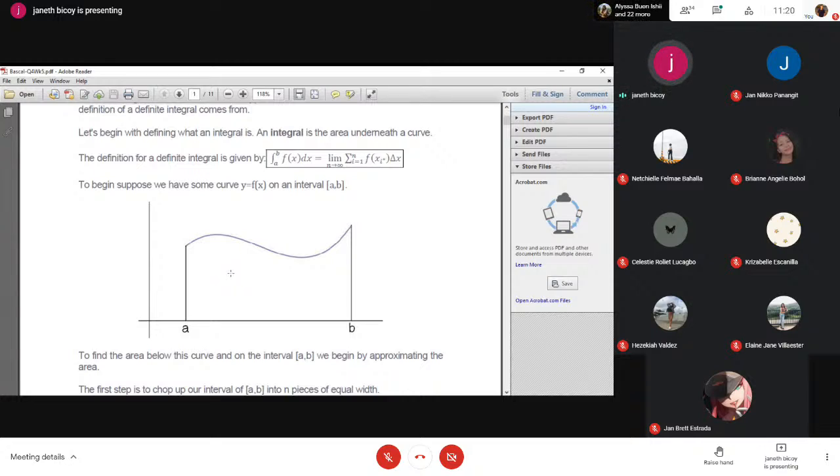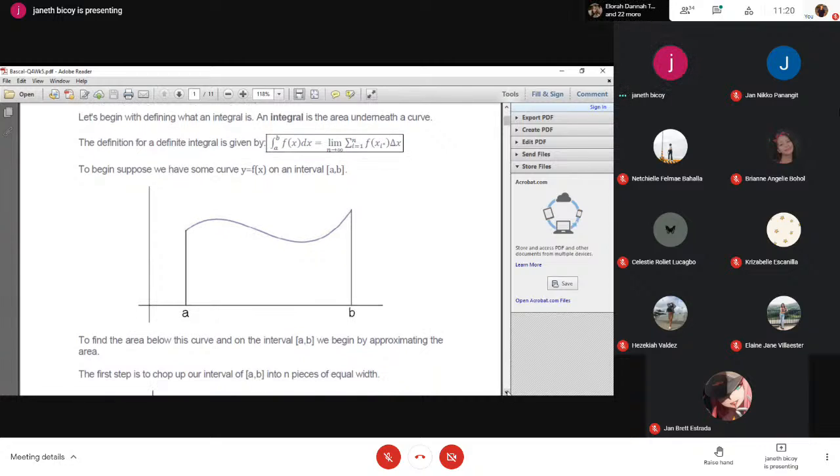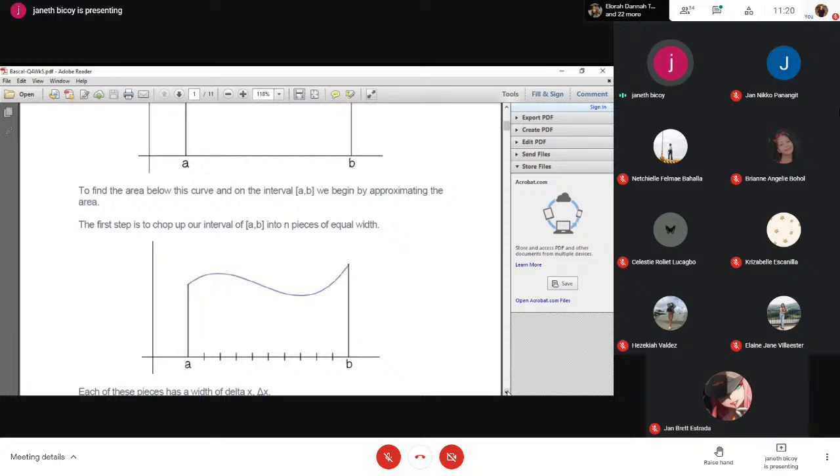Therefore, the concept of integral, or specifically the definite integral, is very useful for this particular problem in finding the area of this curve on the interval AB. Finding the area below this curve. This is the function. Below that curve, and the interval AB. So we just approximate. The first step is to chop.